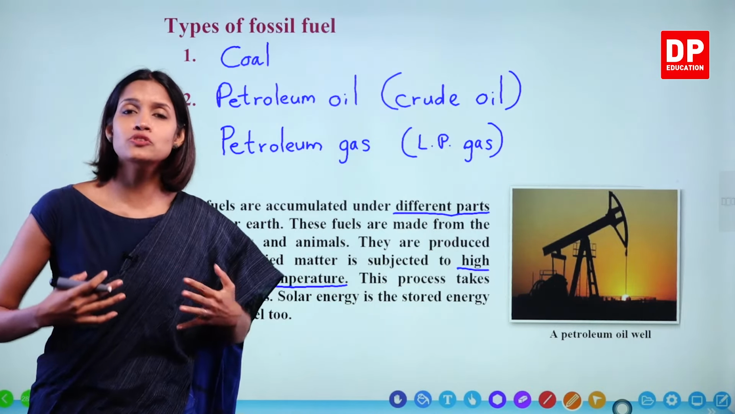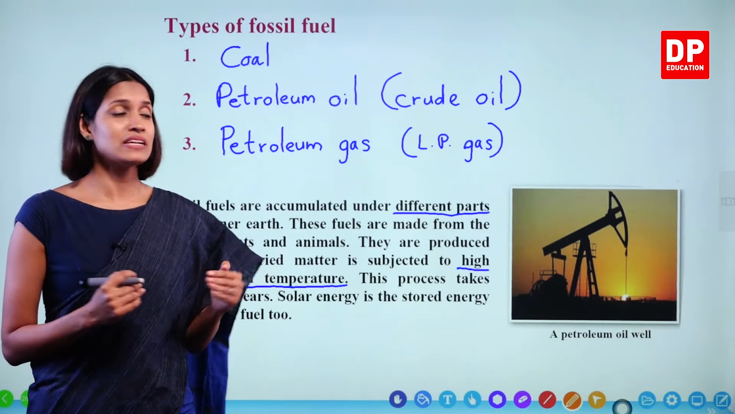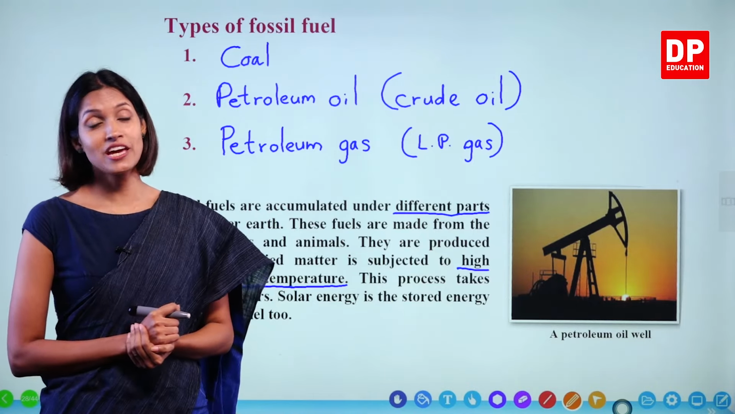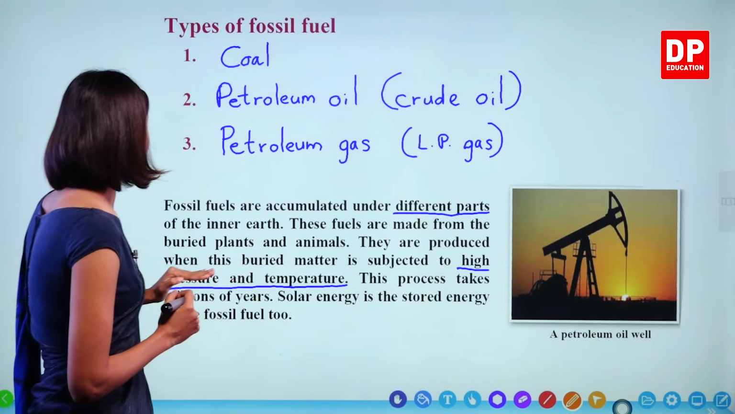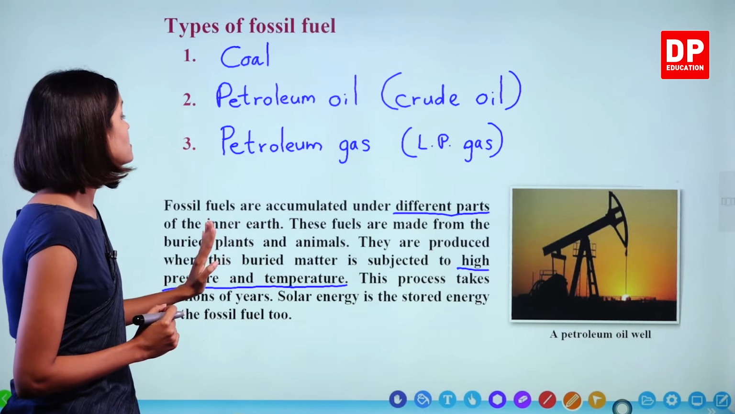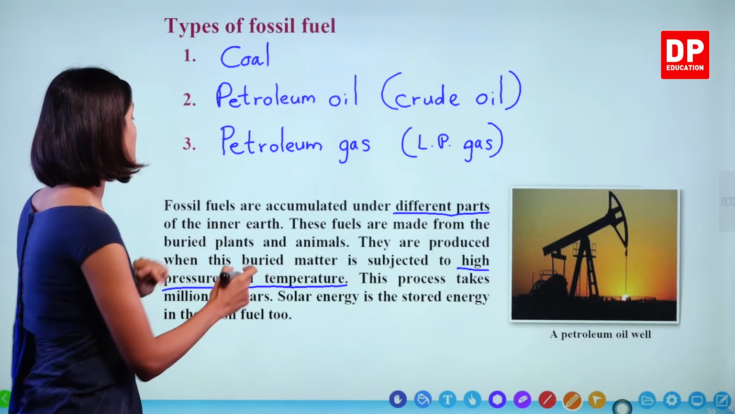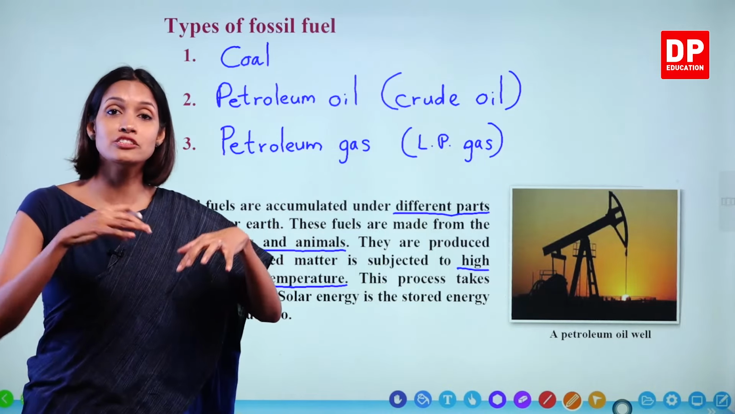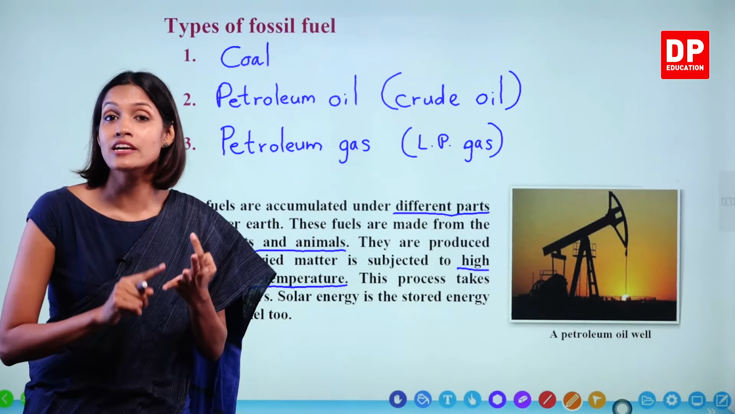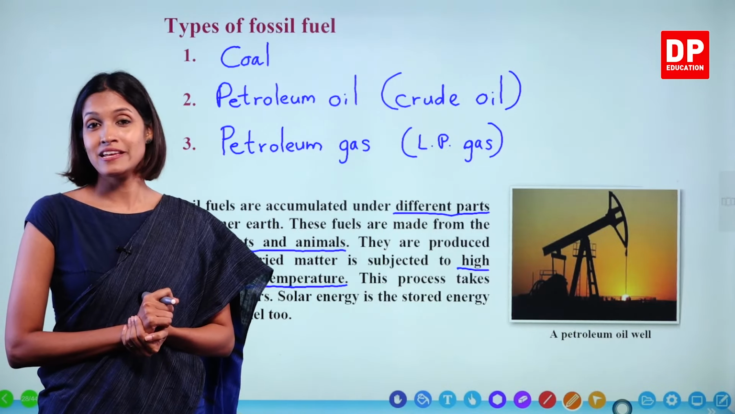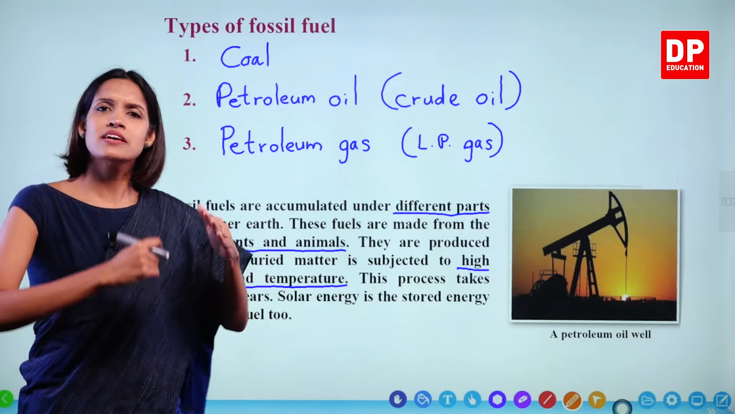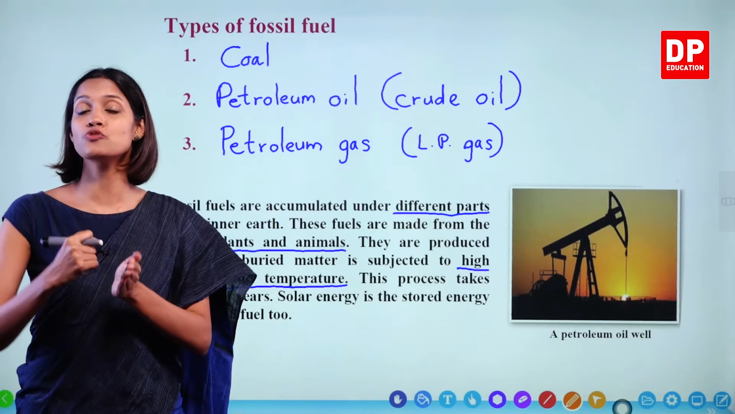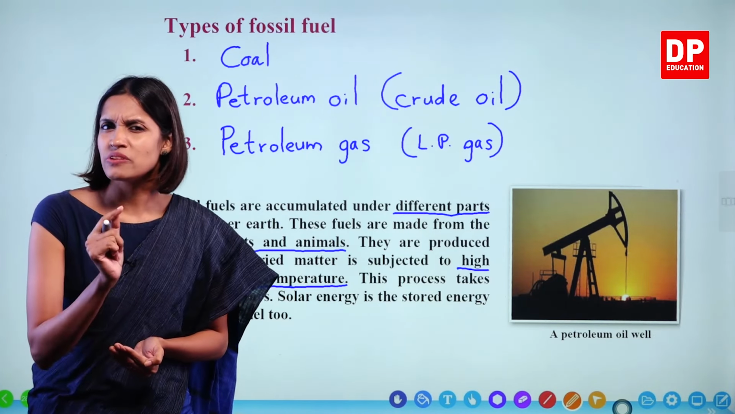So how long does it take to produce these fossil fuels? Remember, children, this is a very slow process. This takes over millions of years. Okay? So this process takes millions of years. So what happens? Fossil fuels are made from the buried plants and animals. These buried plants and animals are subjected to high temperature and high pressure in certain areas of the earth. And then what happens? Over millions of years, slowly these buried plants and animals change into fossil fuels. Okay, so it's very clear now.